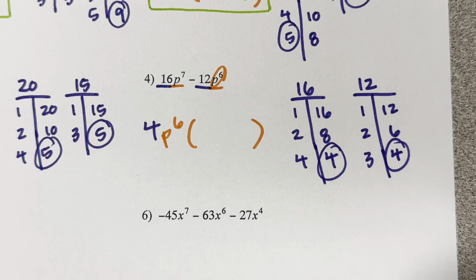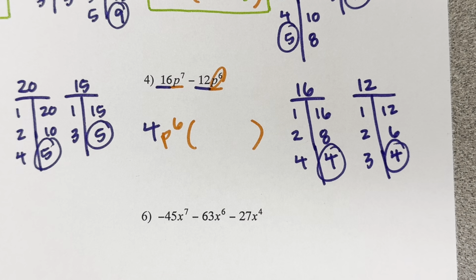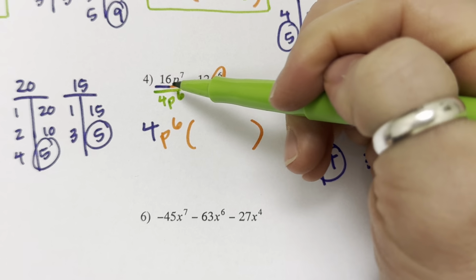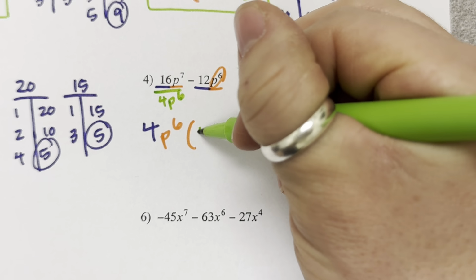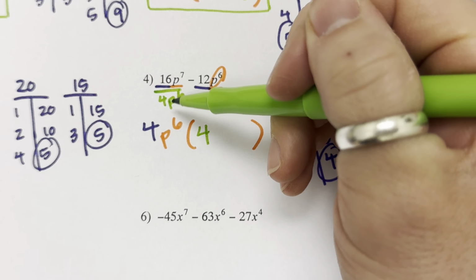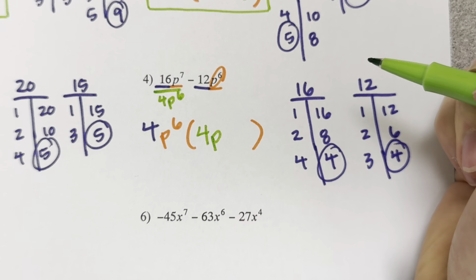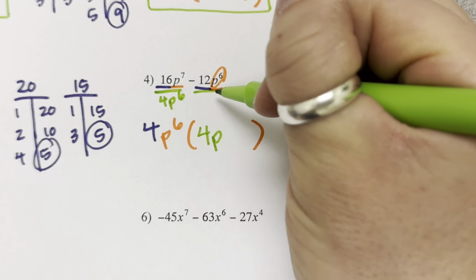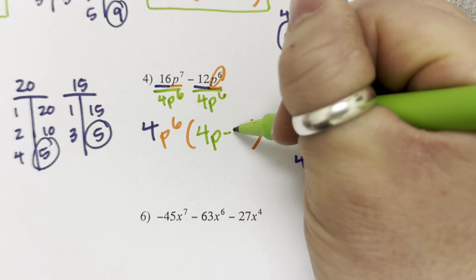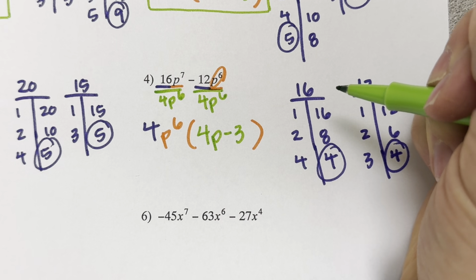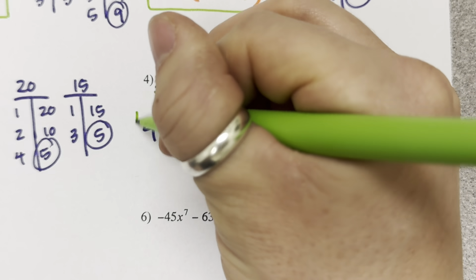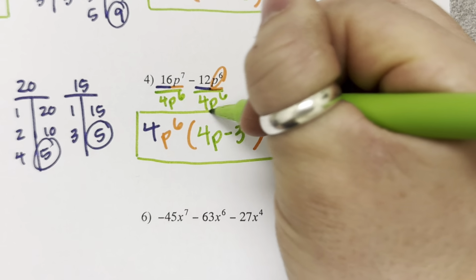Remember, factoring is just division. That's what this whole process is. So divide by 4p to the 6th. 16 divided by 4 is 4. P to the 7th, dividing out 6 of them will leave me with 1 of them. Negative 12 divided by 4 is negative 3. And then p to the 6th, taking away p to the 6th, will not leave me with any p's. So we are done.